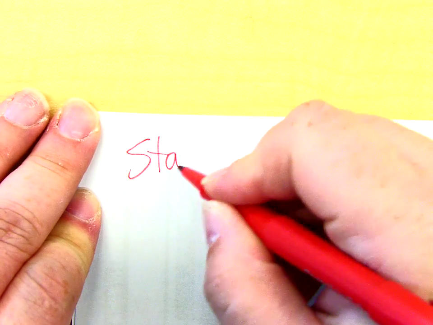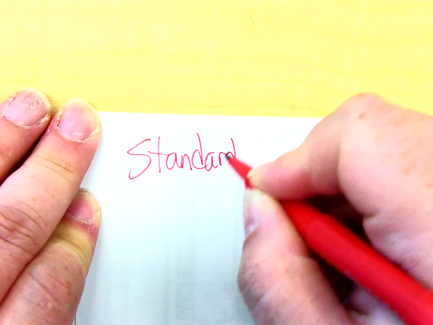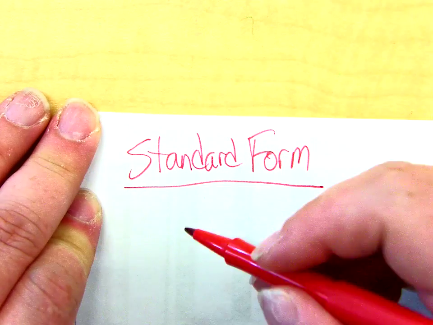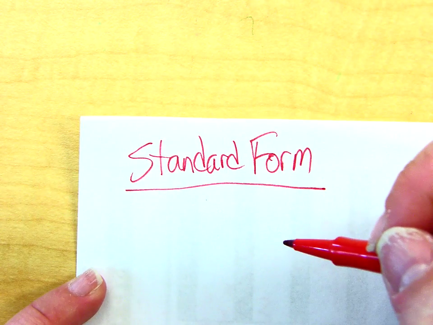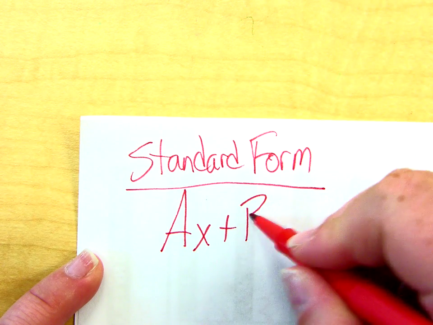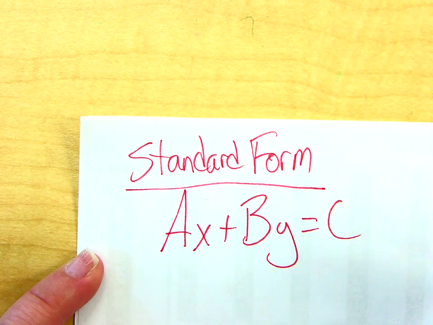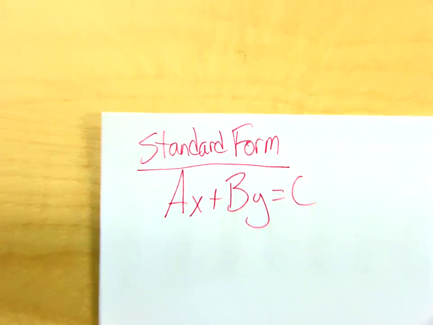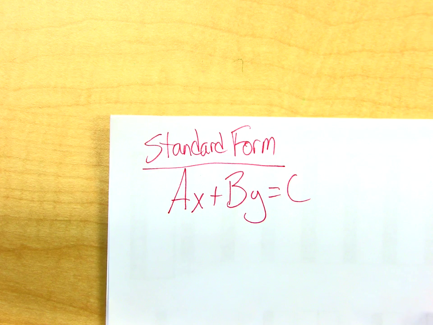Okay, so the third form of a linear function that we are going to talk about is called standard form. Do you remember what standard form was? You're very close. It's ax plus by equals c. Yeah. So, there's good things and bad things about this form.